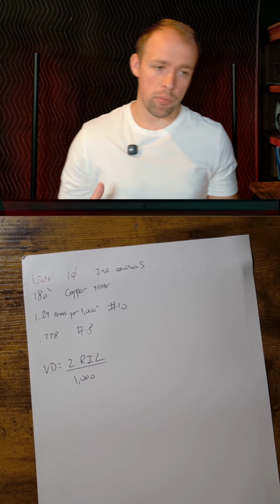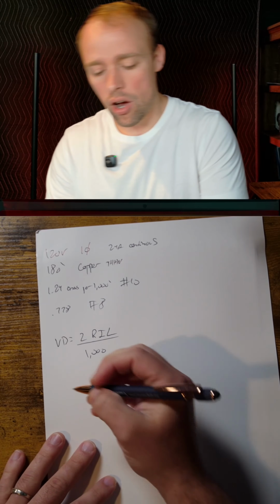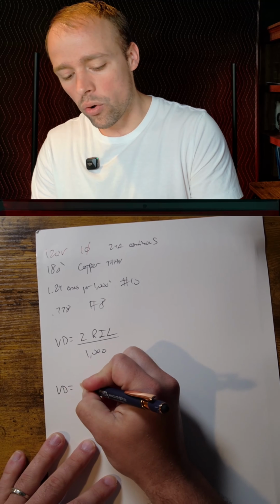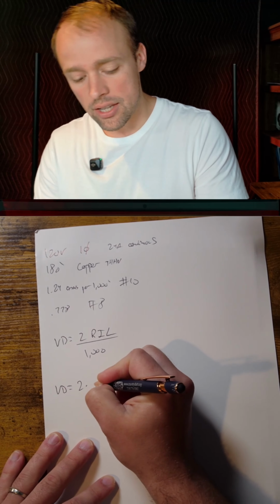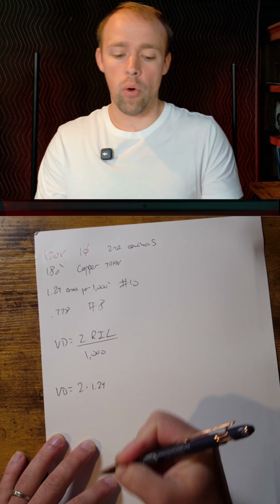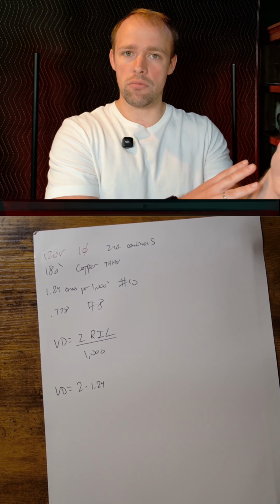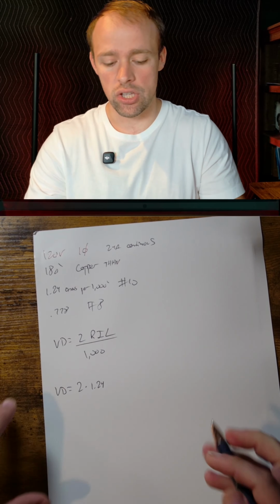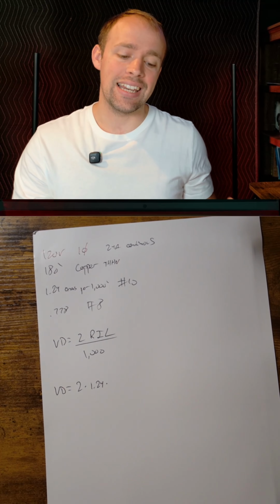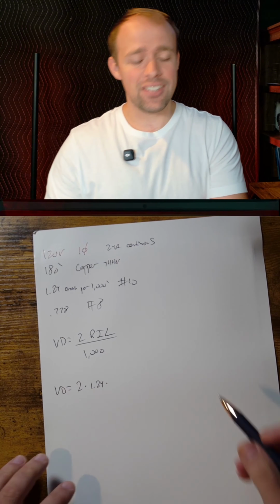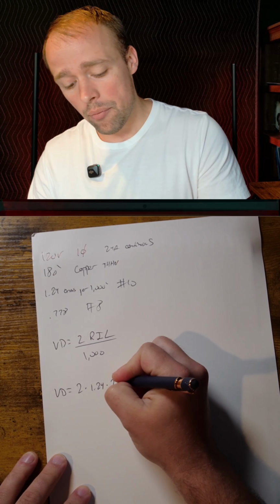Now that we have our formula, we're gonna start plugging in what we know. So I'm gonna write down voltage drop equals 2 times our resistance, which is 1.24 ohms per 1,000 feet, again, which is specific to our 10 gauge copper, which is what this question is telling us to use here, times our ampacity. Now, this is a trick question. It tells us 24 amps continuous. I'm going to write down 24.